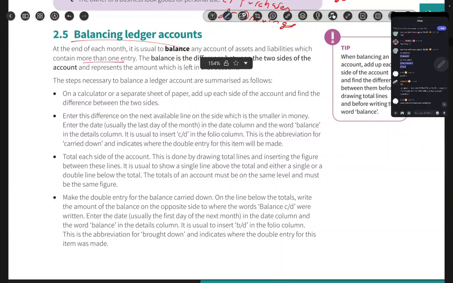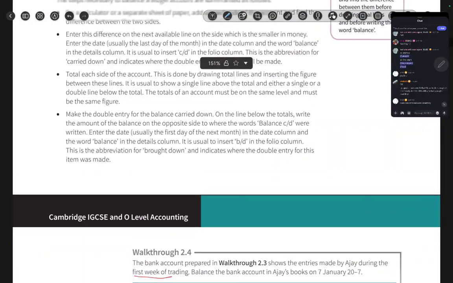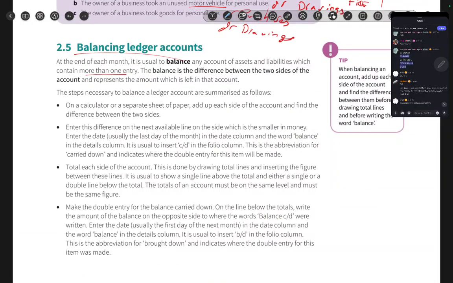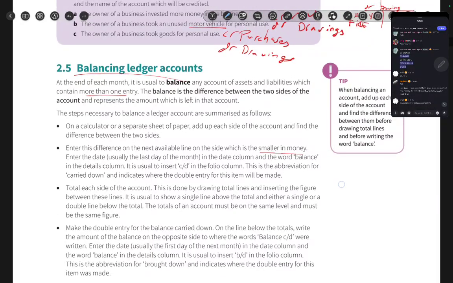Steps to balance an account are as follows. Using a calculator or separate sheet, add up the sides and find the difference. So over here, the difference was 55,395. Enter the difference on the next available line on the side which is the smaller in money. Over here, the capital side is like 95,095. This side is greater and this side is lesser, so you have to put the remaining money, the difference, on the lesser side. And now they're both equal.